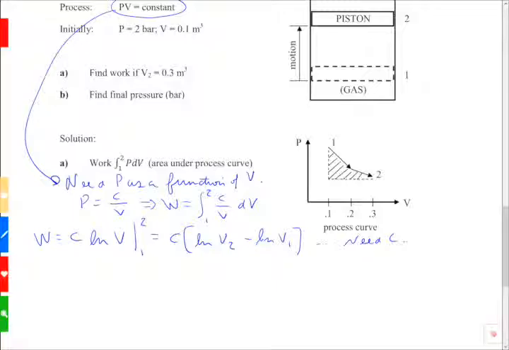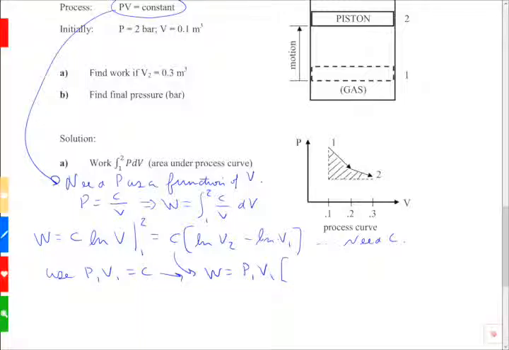Once again, from the process curve, we're going to use P times V as a constant. Well, let's evaluate it at state 1. I know both P1 and V1, so that's what I'm going to use here. So combining these two ideas, I'm going to have the work is P1 V1 times this relationship.